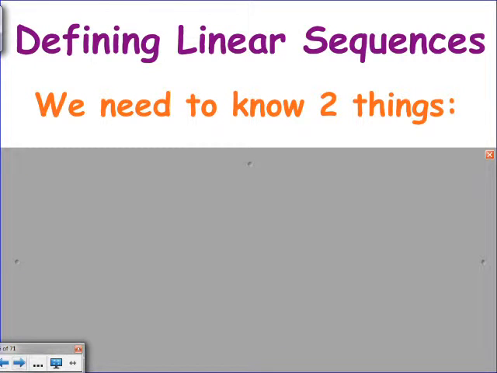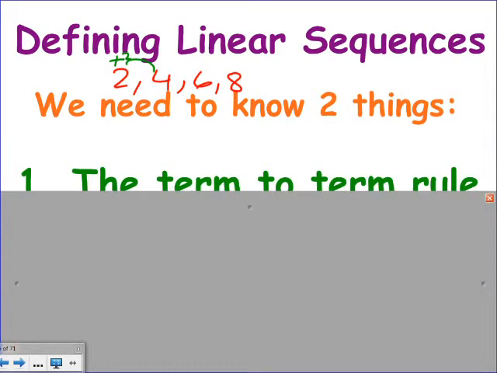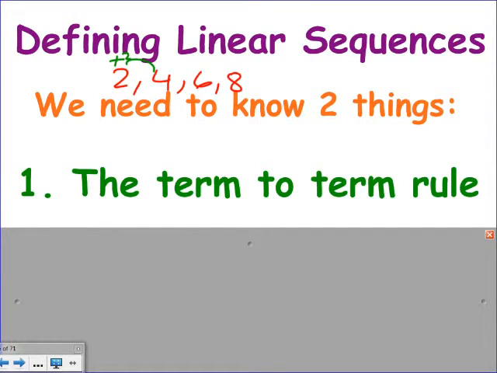So, in order to define any value within a sequence, I need 2 bits of information. If we look at one of our straightforward sequences, what do you think the 2 pieces of information I need to know to define my sequence are? Think about what we've talked about already. What are the 2 most important bits of information about that sequence? The rule. So the first thing that's really important is the rule. So in order to define my sequence, I need to know what the rule is, the term-to-term rule, what's happening, okay? And in this case, I'm always adding 2.